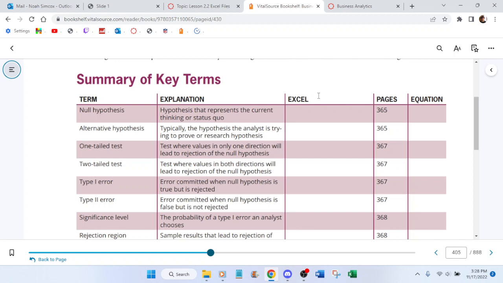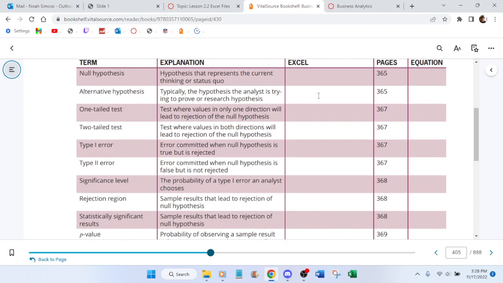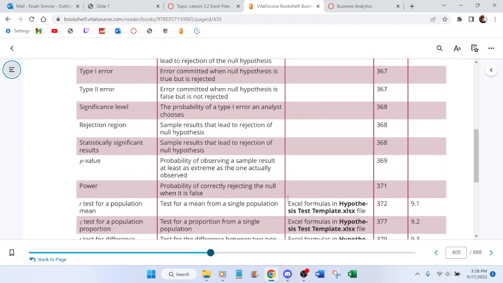Type 1 error is error committed when the null hypothesis is true but is rejected. Type 2 error is when the null hypothesis is false but is not rejected. Significance level is the probability of a type 1 error an analyst chooses. Rejection region is the sample results that lead to rejection of the null hypothesis. Statistically significant results: sample results that lead to rejection of the null hypothesis.